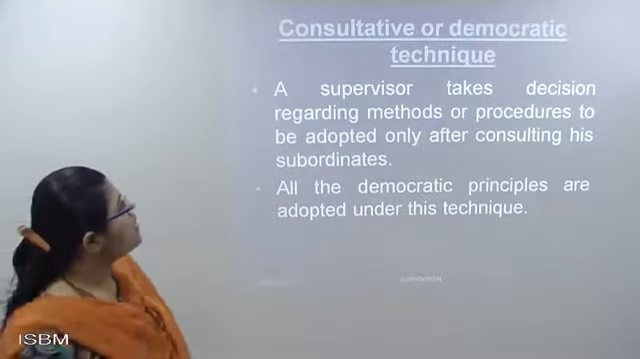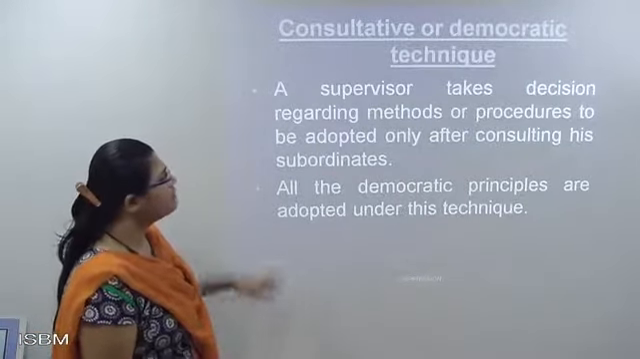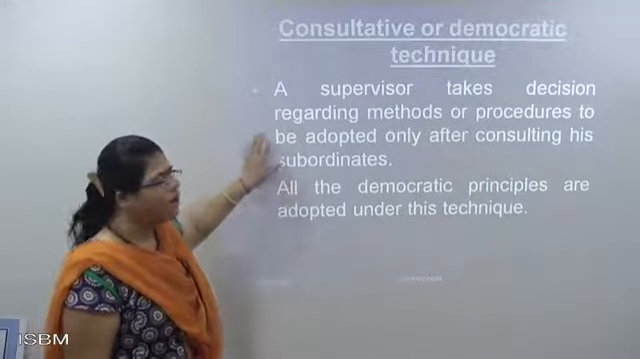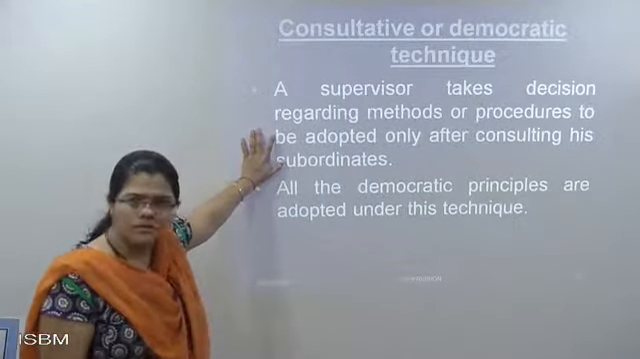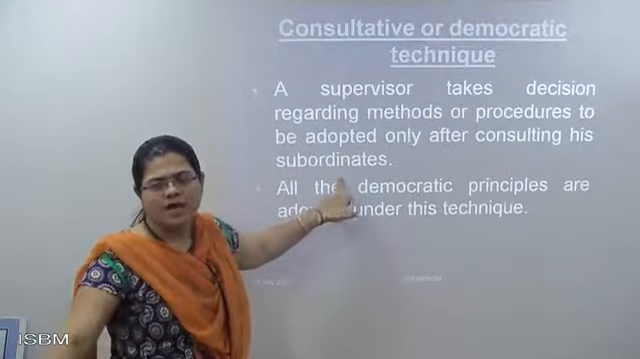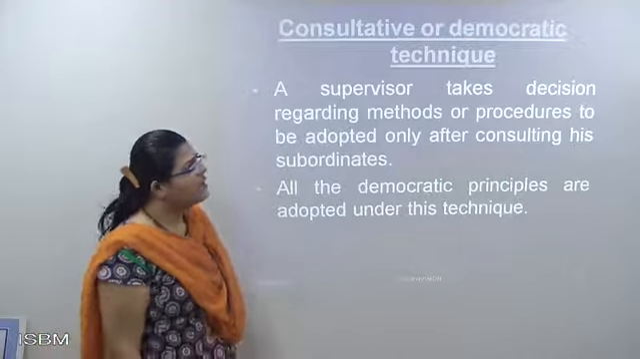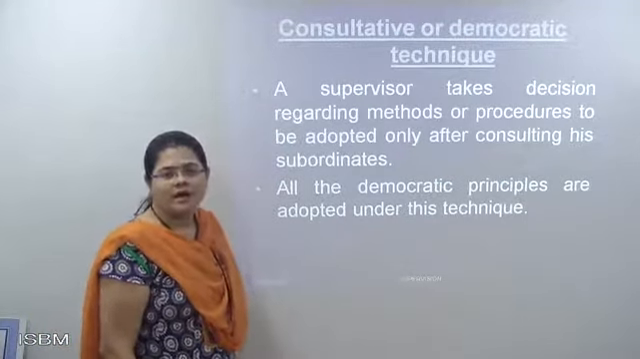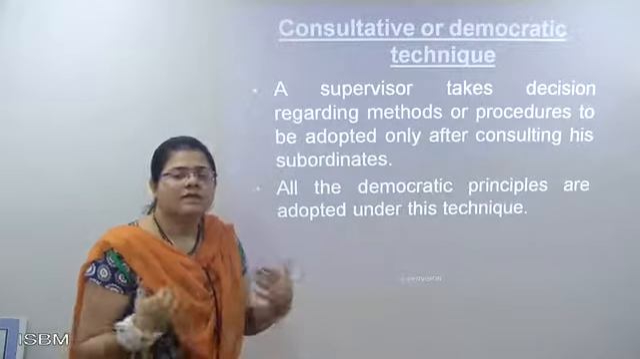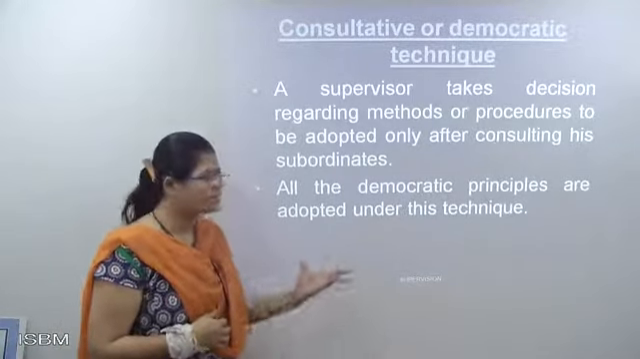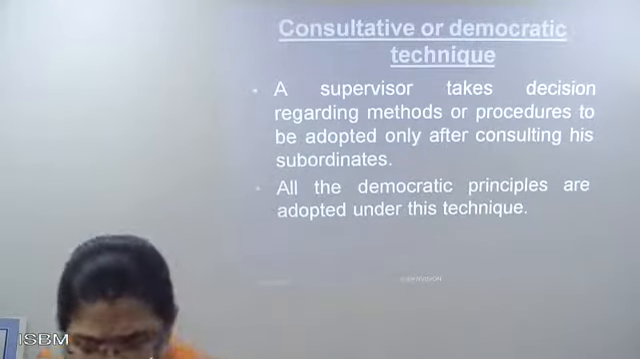Now see, what are the differences? The consultative or democratic technique: a supervisor takes a decision regarding the methods or procedures to adopt only after consulting his subordinates. What I said about it is the same. Here he has a subject, a method, a process, each and everything, but he adopts all this by consulting his subordinates. He takes each and every person's views. All these democratic principles are adopted under this technique. Where there is any democratic value, the supervisor gives people a chance to come up with new ideas and give their views, and finally with the help of those views he takes a decision. So this is one type, the consultative or democratic way.